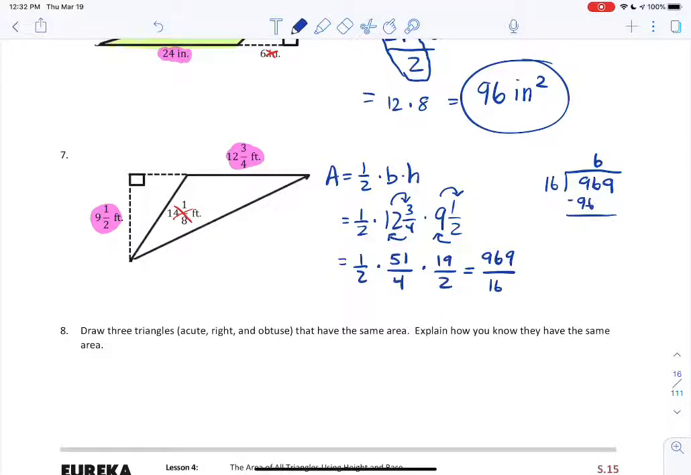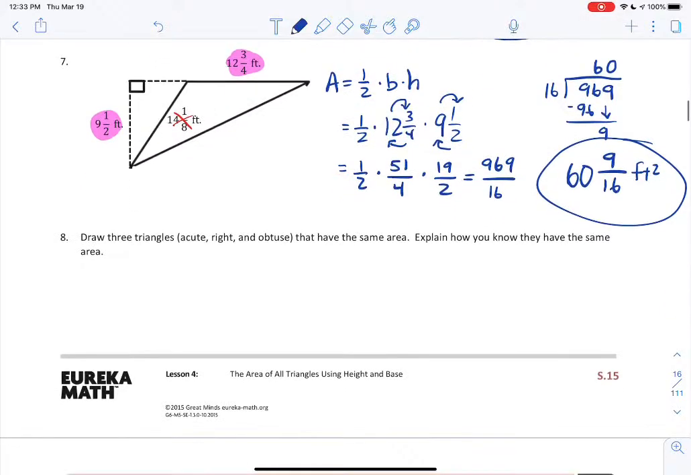Subtract, bring down. So I end up getting 0, bring down the 9. 16 does not go into 9. Don't forget to put the 0. And that I ran out of numbers, so my remainder is 9. The answer is 60, remainder 9, or 60 and 9 over 16. And this is feet. So feet squared. There's my final answer. The area of the triangle is 60 and 9/16 feet squared.